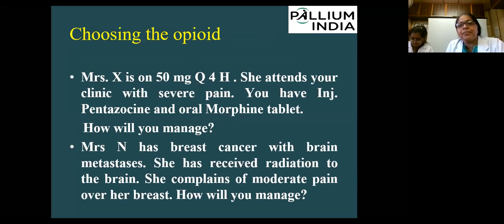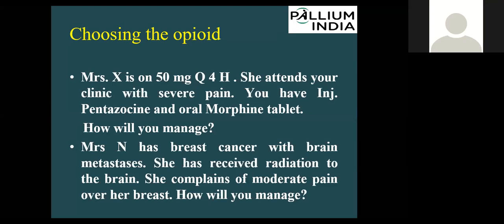Next slide, please. Now coming back to the slide we left behind as to how we wanted to choose the opioid, we found that Mrs. X is on 50 milligram 4th hourly. You have these two choices of pentazocine and oral morphine. Can someone give me the answer now? Would you like to continue and increase the dose with oral morphine, or would you want to give them an agonist-antagonist, which is pentazocine? Can anyone answer? Or have you all dozed off to sleep?